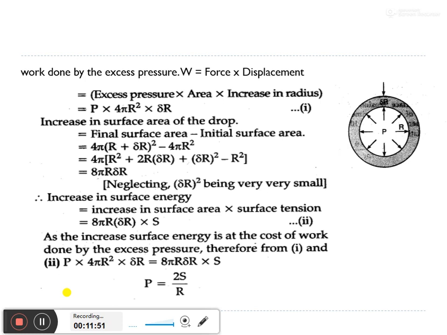Increase in surface energy, we know, is surface area into surface tension. Increase in surface area we already found as 8 pi R delta R, into surface tension, which is capital S. So by equilibrium we equate equation 1 to equation 2, that is P into 4 pi R squared into delta R equals 8 pi R delta R into S. By substituting and by mathematical steps we write P equals 2S by R. In your textbook you can see that P equals 2T by R. So we found that inside a liquid drop, the excess pressure is towards the surface tension.